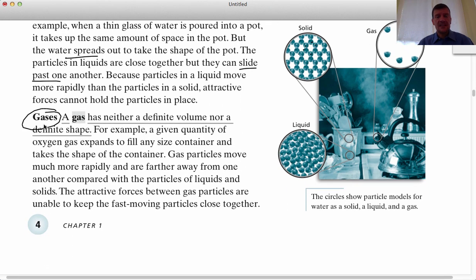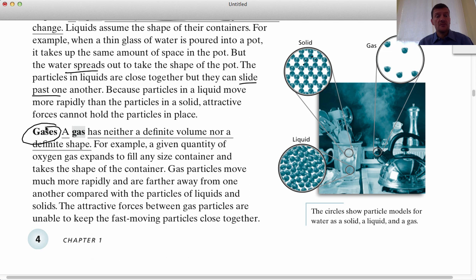A gas, now gas particles are getting more and more energy. They have so much energy that they actually have pulled away from each other. They've broken that bond and now they are free of each other and are separated. So those gas particles have lots of energy, and they have neither a definite volume, because they just keep spreading out until they fill up the room or the container, nor a definite shape.